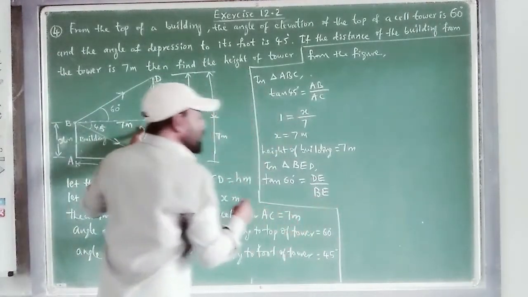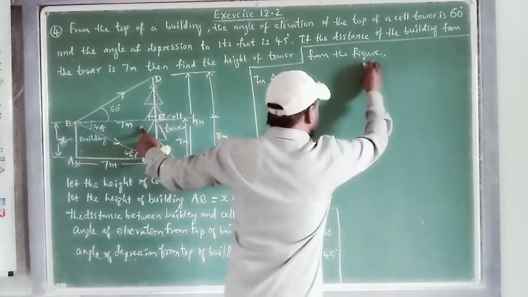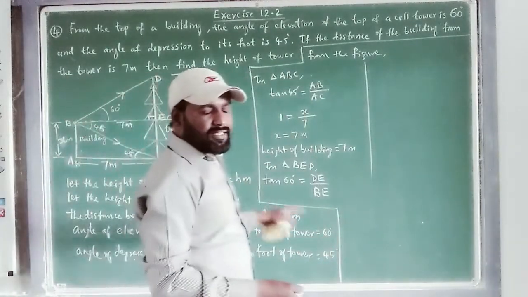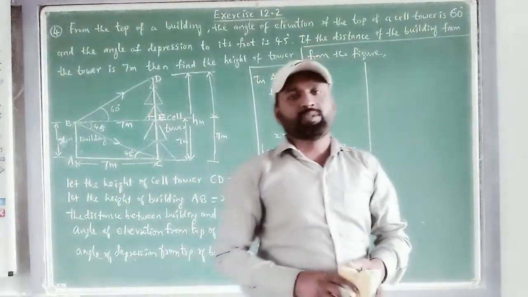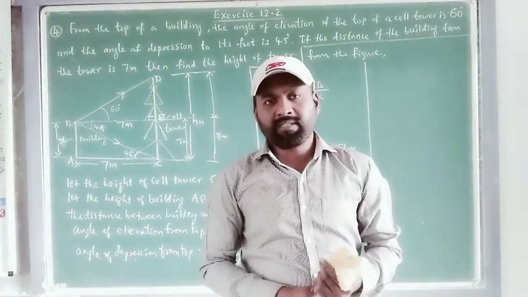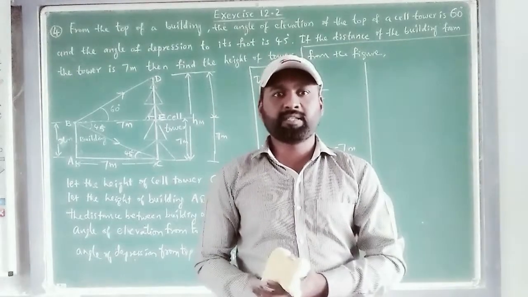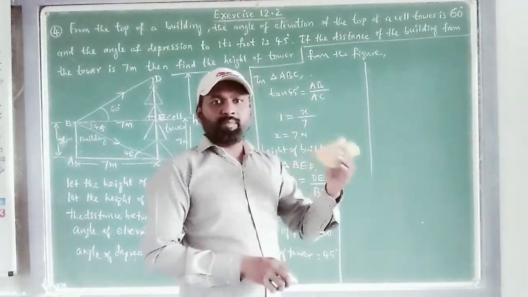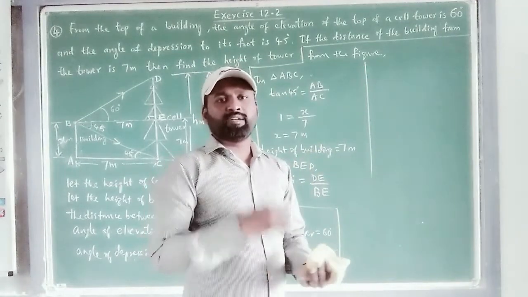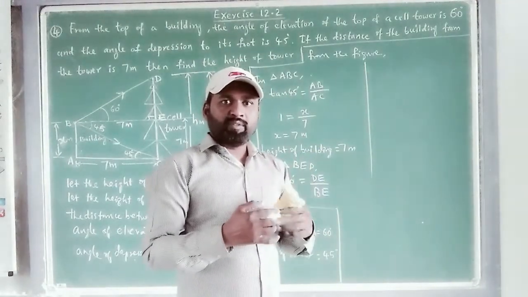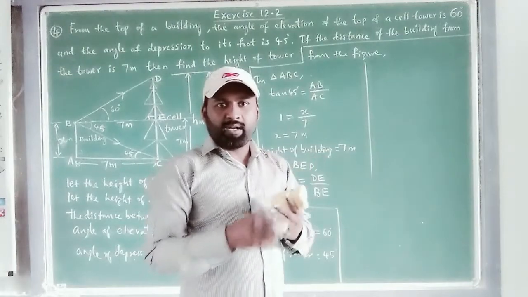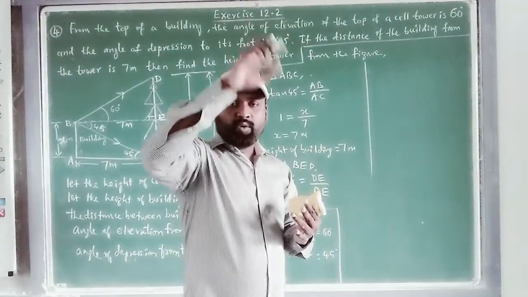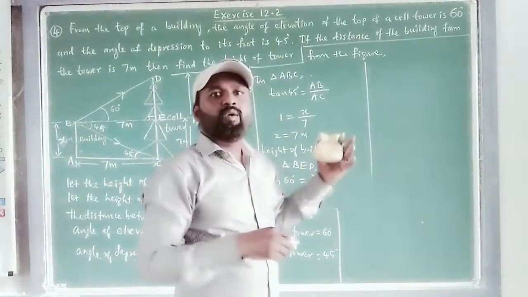Now substituting the values. So tan 60 is what? Root 3. How can I find tan 60? Sin 60 by cos 60. Sin 60 is root 3 by 2, cos 60 is 1 by 2. Root 3 by 2 divided by 1 by 2: when it goes upside, that 1 by 2 becomes the reciprocal 2 by 1. Now the 2 in the denominator and the 2 in the numerator cancel. What do we get? Only root 3.